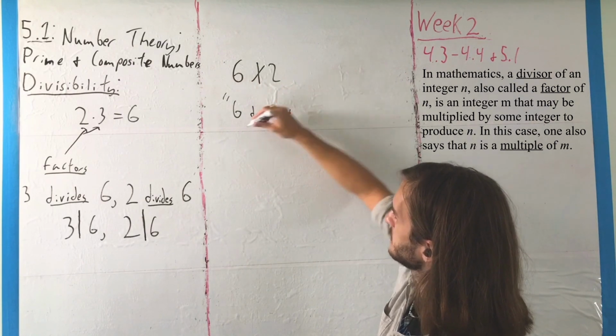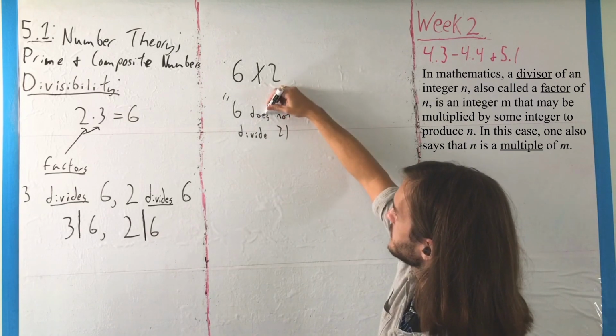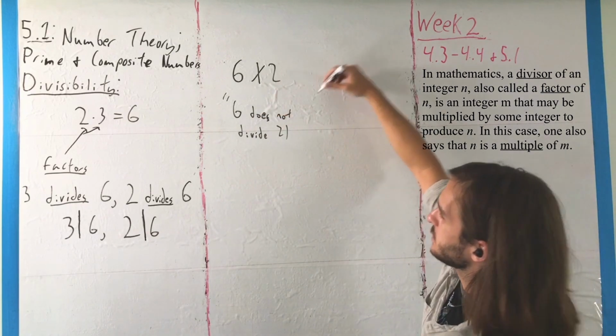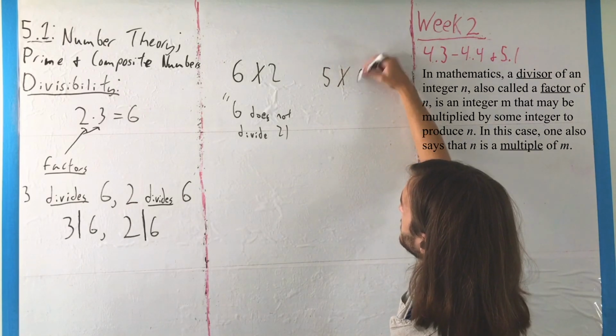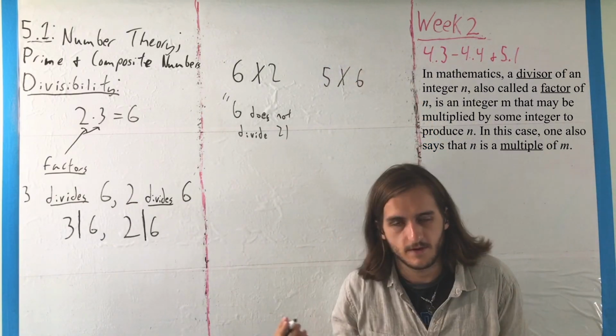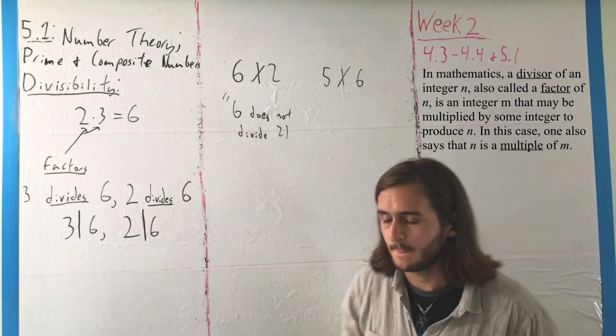Does not divide 2. And then similarly, we could also look at something like whether or not 5 divides 6, where because 5 is not a factor of 6, that's how we would say that.